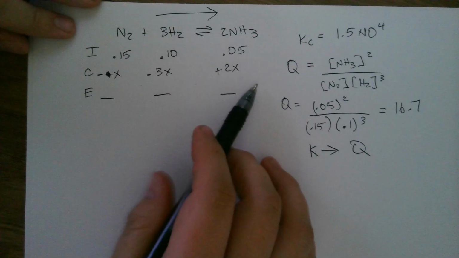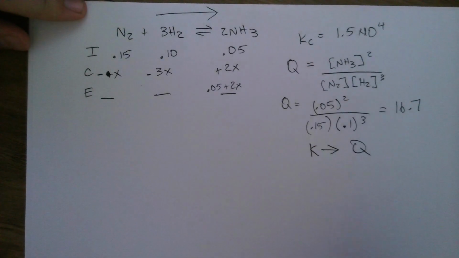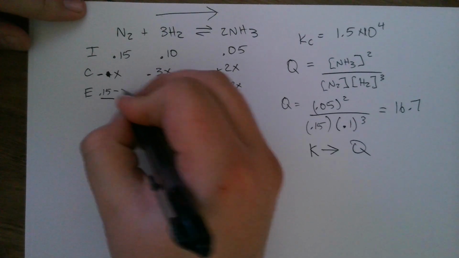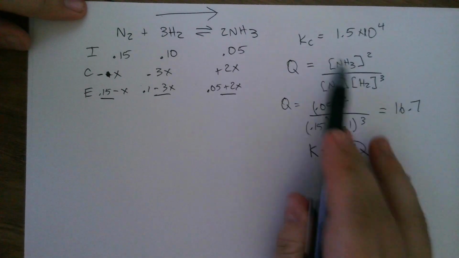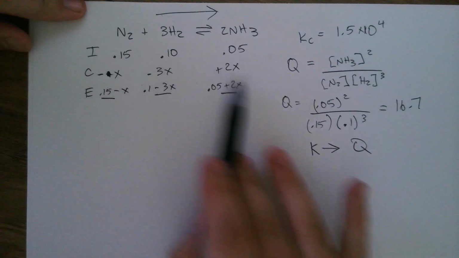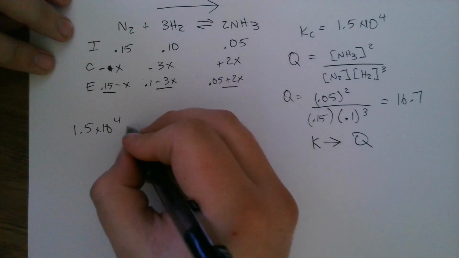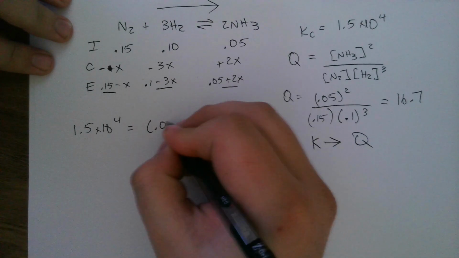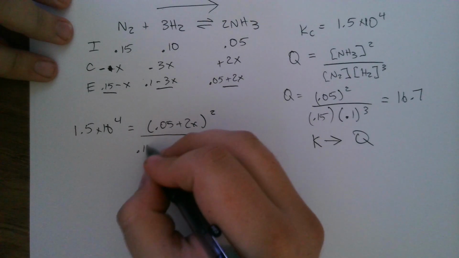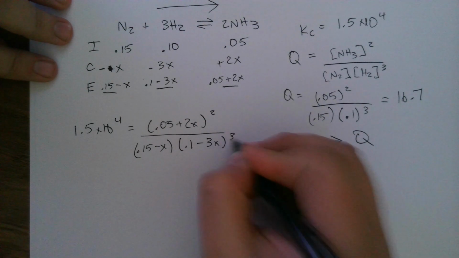I don't have any hints about any of these, so I'm going to have to instead add what this is going to be. This is 0.05 plus 2x. This is 0.1 minus 3x. This is 0.15 minus x. I'm going to plug all of those into Kc, which is going to look identical to Q, but I'm going to do it with these values. So Kc is 1.5 times 10 to the fourth equals 0.05 plus 2x squared over 0.15 minus x, 0.1 minus 3x cubed.